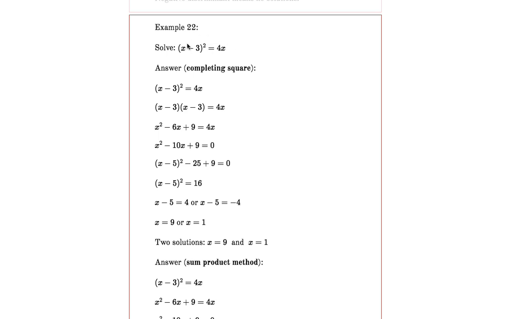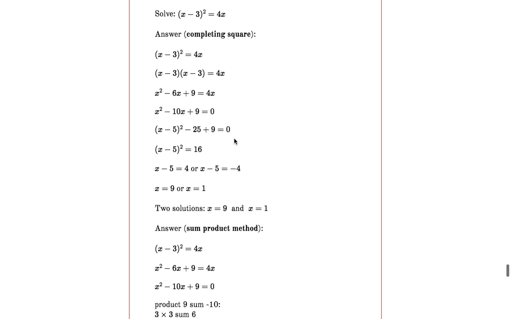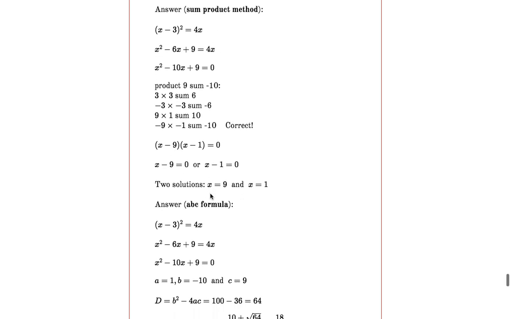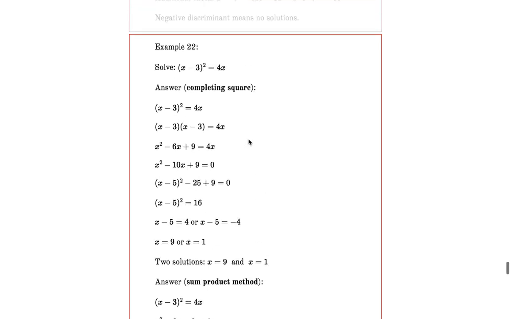Now we're going to solve this equation with 3 different methods: completing the square, sum product method, and ABC formula. First, we want to have it in the general form of a quadratic equation. So we factor this out. We get x squared minus 6x plus 9, x times x, minus 3 times x, and minus 3 times minus 3.